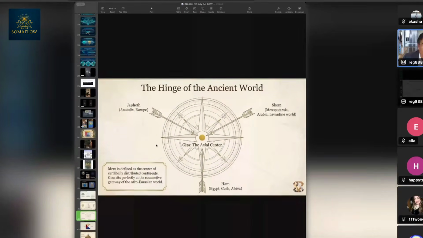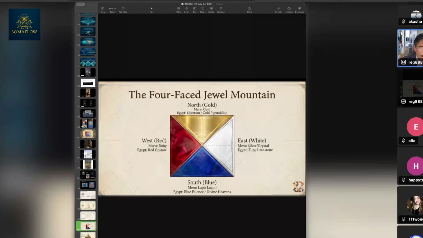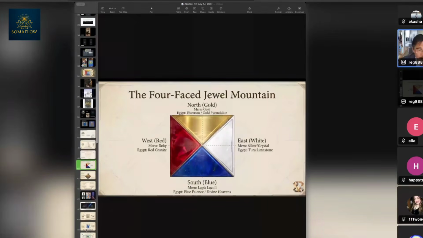And then this hinge of the ancient world. One of the descriptions is that it needs to be at the center of the ancient world where all these continents meet. And that matches perfectly the story of Giza. In fact, this is the area where Noah split up the world. So this four-faced jewel mountain representing silver, the moon, right? The white or silvery color, the gold, the red, and then also the lapis lazuli color. Those are all colors that were said to have been used by the pyramid builders on Giza Plateau.